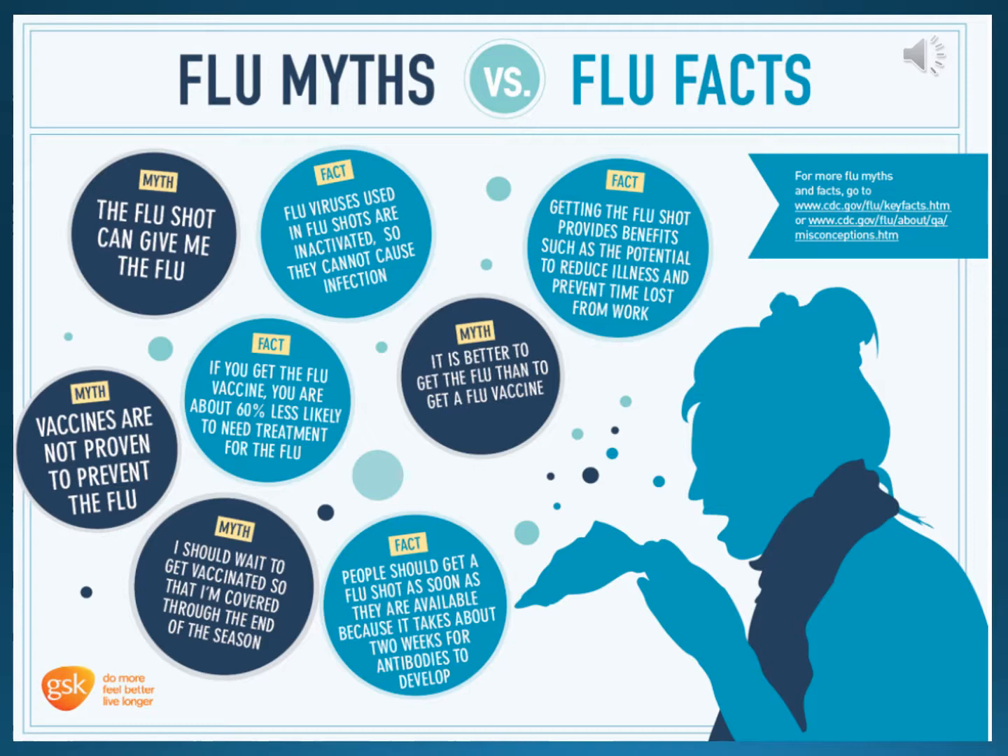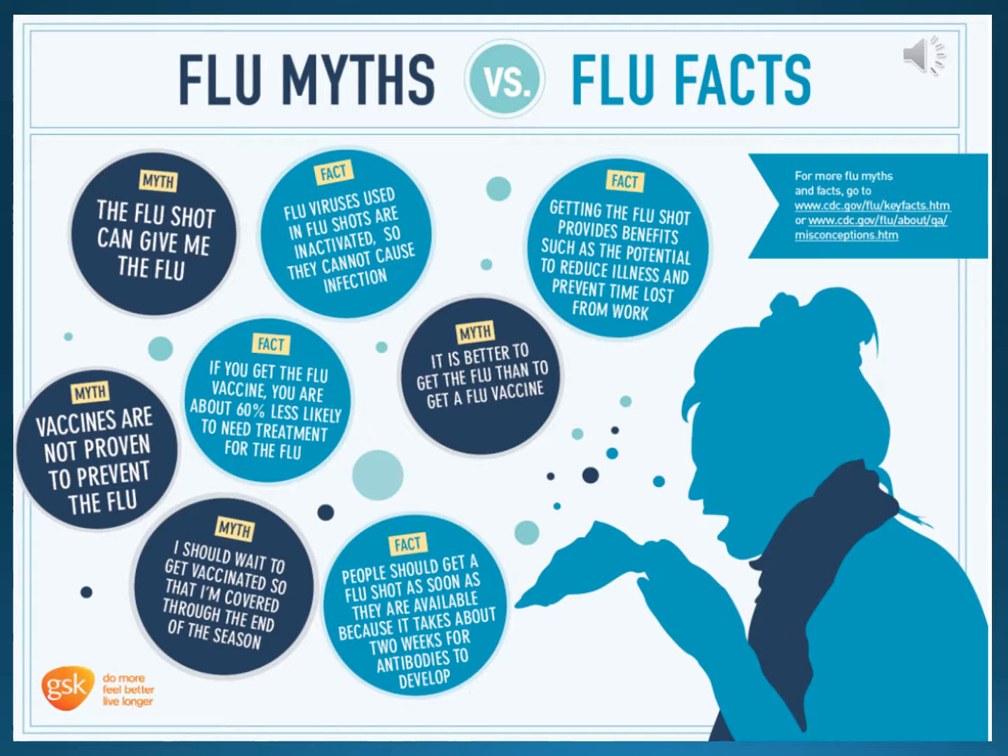The flu shot can give me the flu. No, it can't. Vaccines are not proven to prevent the flu. They absolutely are proven to prevent the flu. The problem is when you make the vaccine, you have to guess at the flu strains, and then once you've started to make the vaccine, those flu strains mutate. So even if they don't completely prevent it, they can attenuate it. And so there is no reason not to get a flu shot.